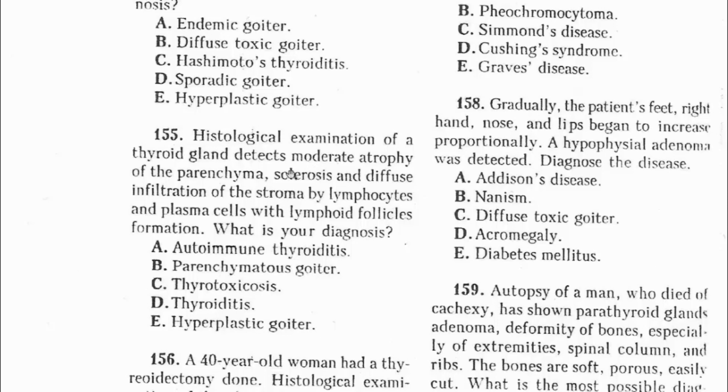155. Histological examination of a thyroid gland detects moderate atrophy of the parenchyma, sclerosis, and diffuse infiltration of the stroma by lymphocyte and plasma cells with follicles formation. This is talking about Hashimoto, also known as autoimmune thyroiditis. That is A.